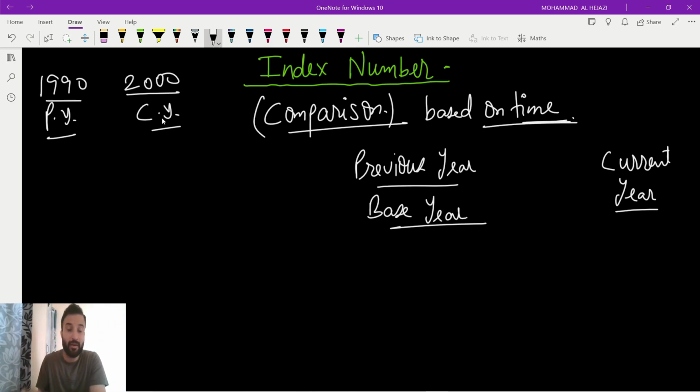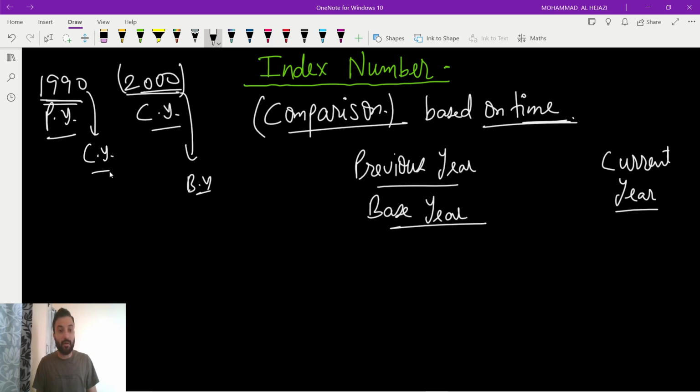Very important: if they do not mention which is the previous year or base year, then we use our small brain, and 1990 will be the previous year and 2000 the current year. But sometimes in the examination they will say take 2000 as current year or consider 2000 as base year. When they give it like this, then this will become the base year and this will become the current year.